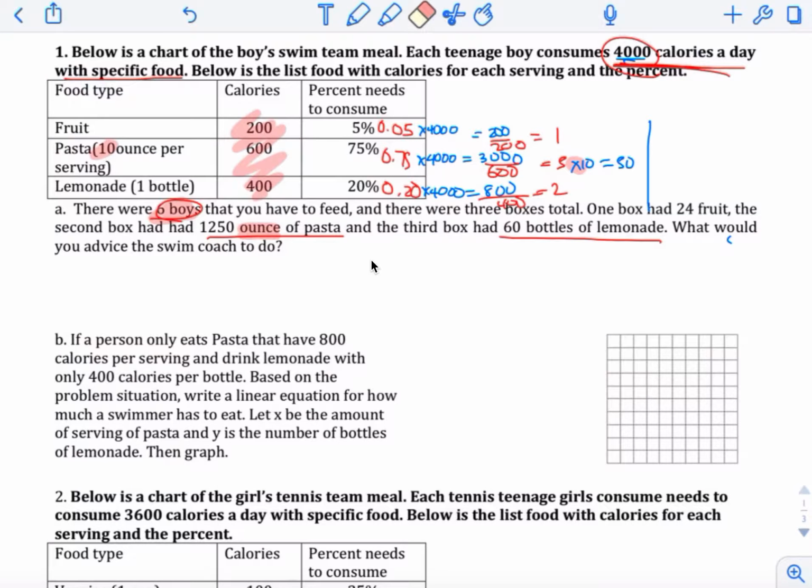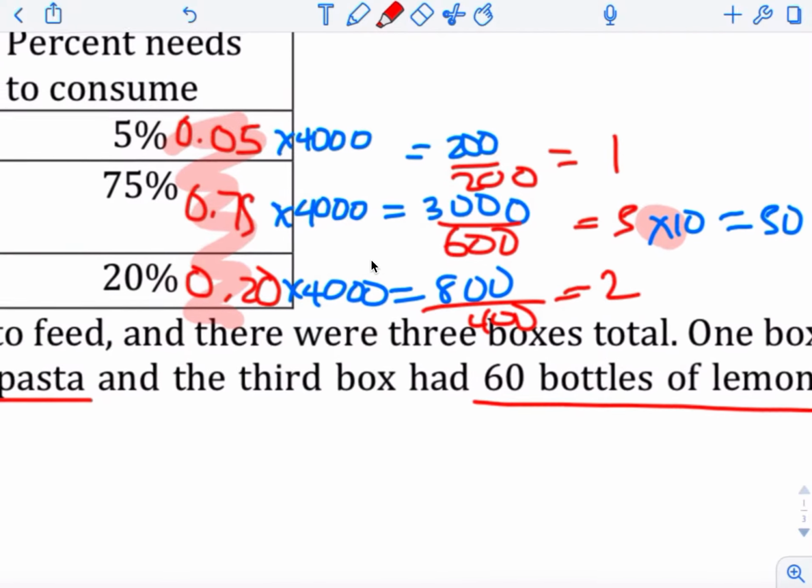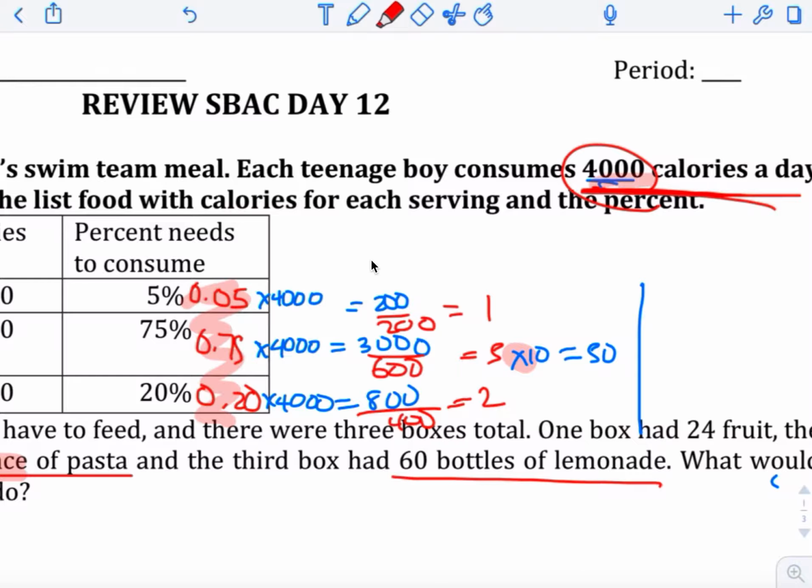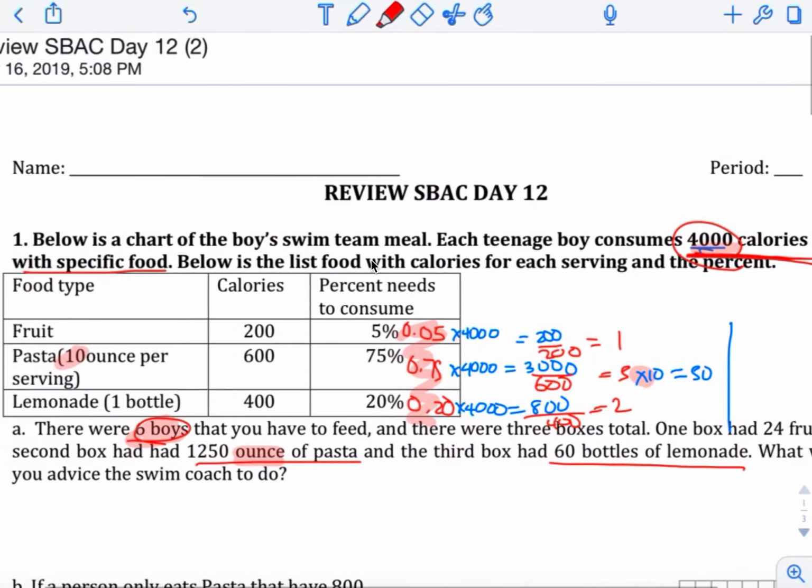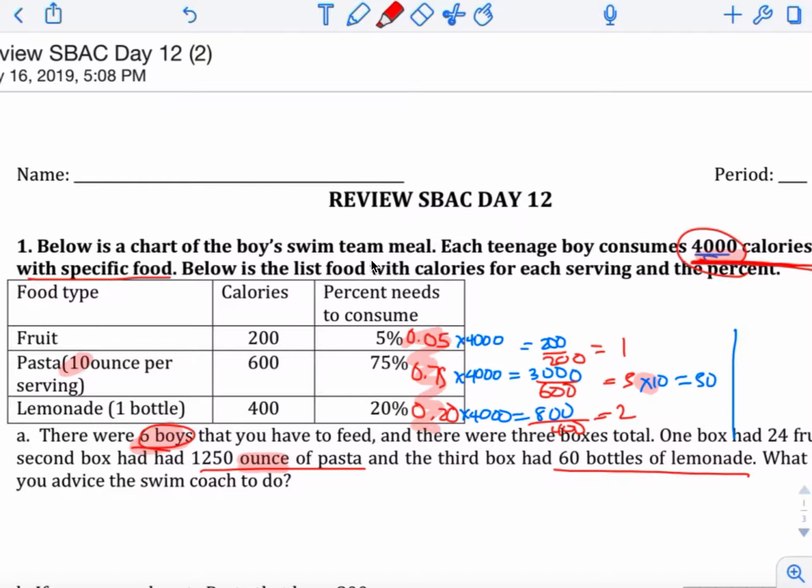This is the assignment. How you do the first one is, first turn everything into decimals, right? Then multiply by the calories. After you read, please read everything. I've read this already once.